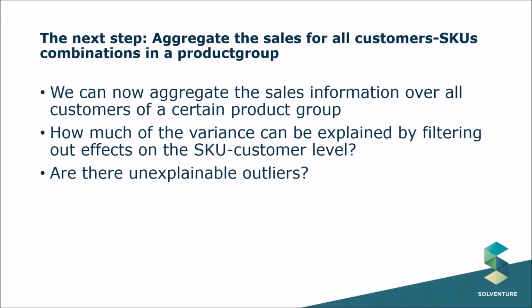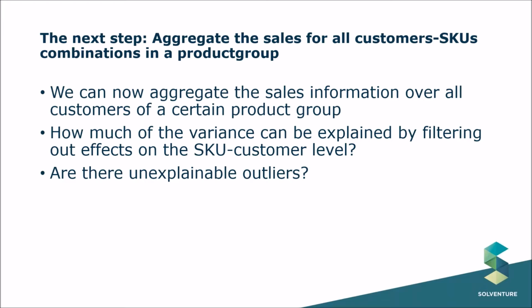Remember that we said the ultimate goal is to combine promos and calendar effects with macroeconomic effects. We said promos and calendar effects really play on the customer SKU level, so that's why we so far looked at the promos and the calendar effects on the customer SKU. If you look at macroeconomic effects, we don't want to look for them on that same detailed level. For the macroeconomic effects, we want to look at the aggregated level, for instance the product group level.